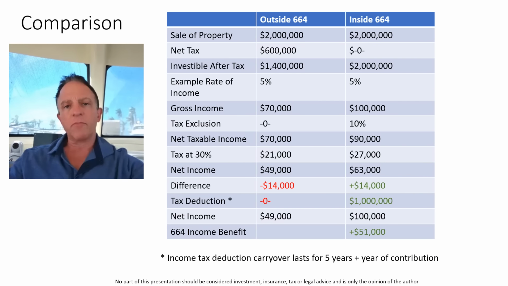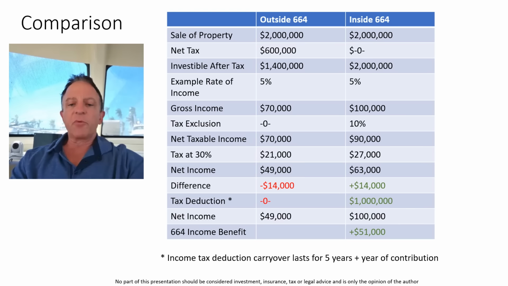Now, let's go and compare this point by point. So on the left-hand side, we have outside the 664. You don't use the 664. Inside is on the right. Same sale of the property. That doesn't change. But on the outside, you have $600,000 of tax. Inside, no tax. Investable is $1.4 million outside. Inside is $2 million. Same rate of return. The difference in the gross income is either 70,000 or 100,000.